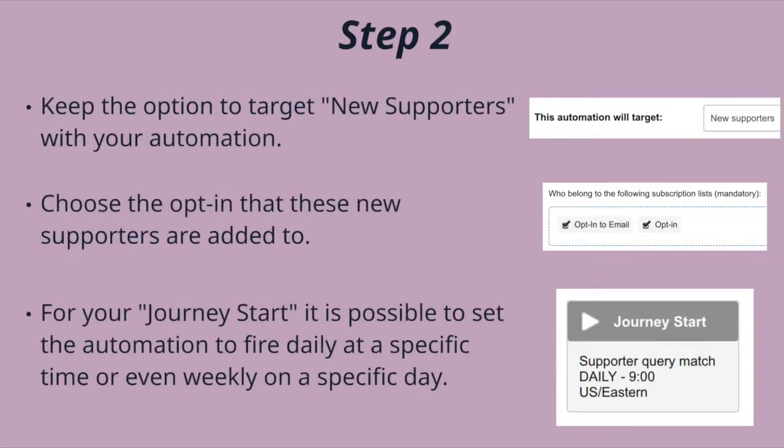Next, you want to keep the option to target new supporters with your automation in the settings. You'll choose the opt-in that these new supporters are added to. Engaging Networks requires that all recipients of any marketing automation are opted into some kind of opt-in in your account. Then for your journey start, you can select what time you want people to receive this email, and you can even select what day of the week, if you want to only have it one day or a couple days or every day, where the journey will run and it'll capture anybody who's met the criteria of your marketing automation and send the email. So if you like to send emails for your organization at 10 or 11 in the morning, you probably want to start your welcome series earlier or later than that.